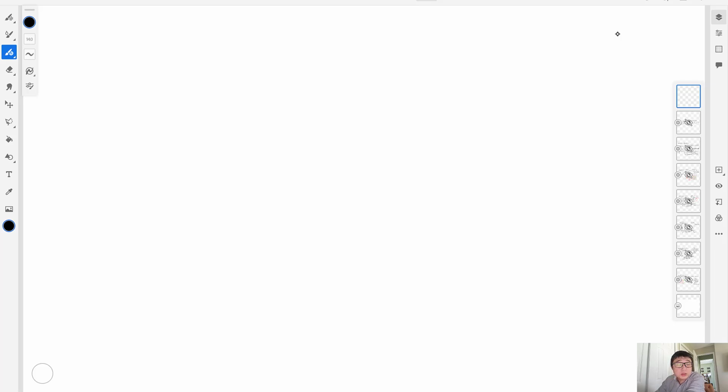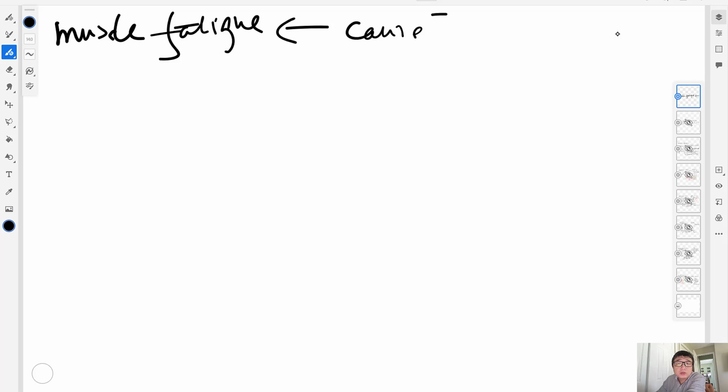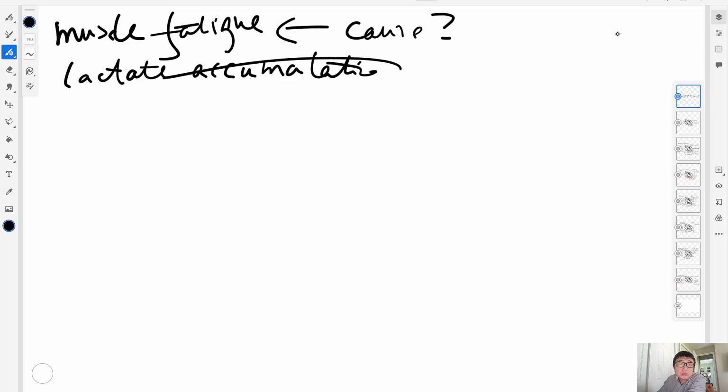It's common sense that muscle can get tired. The process of muscle getting tired is called muscle fatigue. And what causes the muscle fatigue? Again, at the very beginning, people believed it was lactate accumulation. This is wrong. It's not lactate accumulation, as mentioned. Lactate does not accumulate in the muscle in the living body.